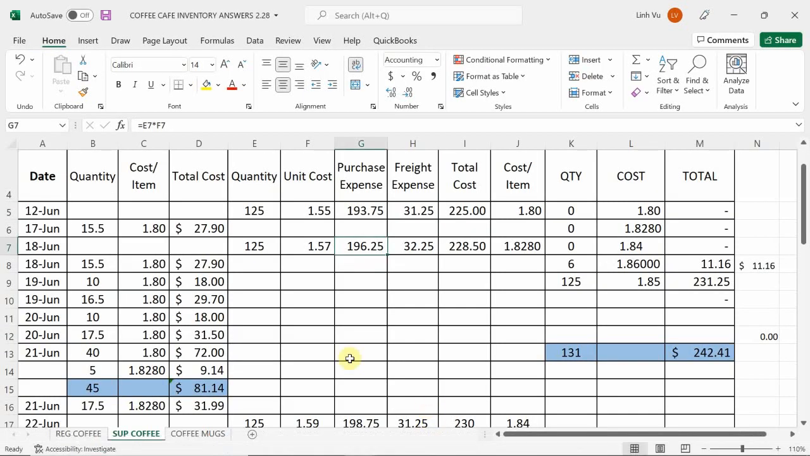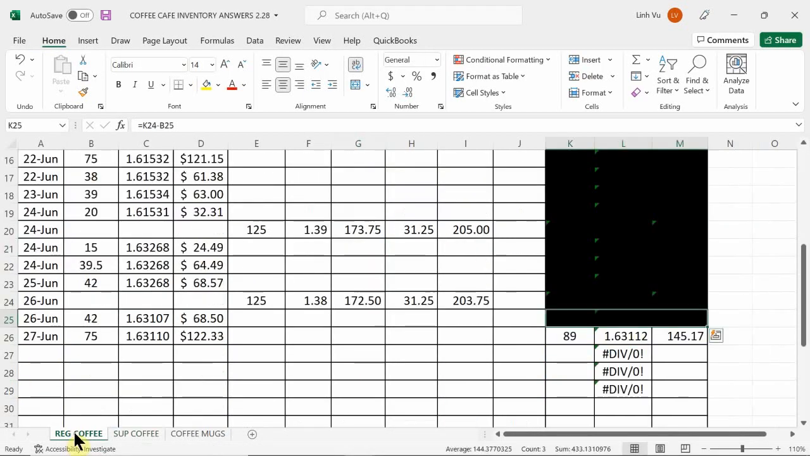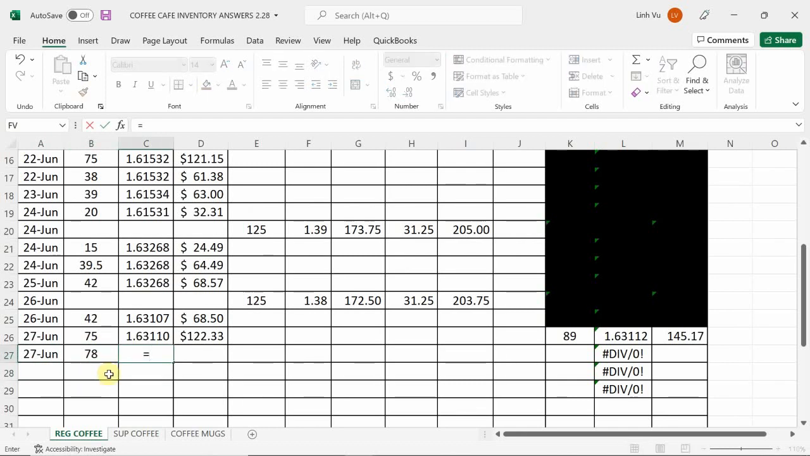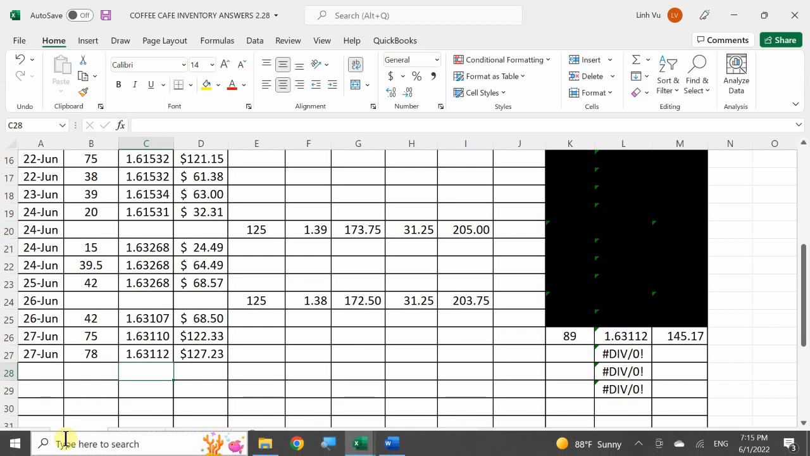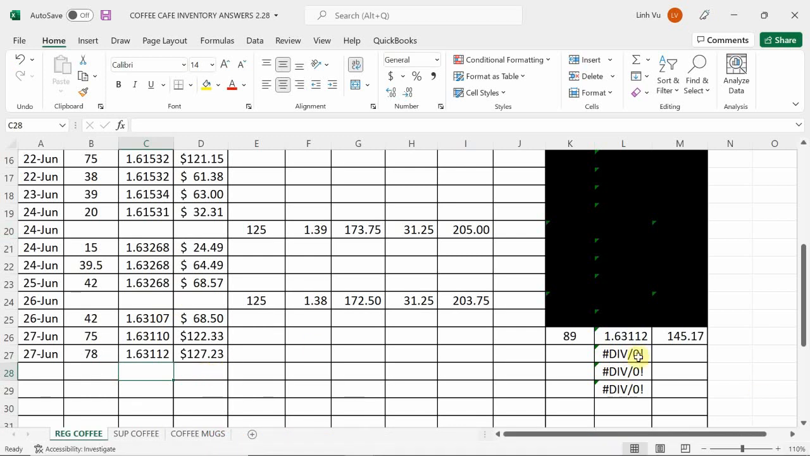So let's go ahead and update my inventory. So, wow. In this case, we only have 89 pounds left and we just sold 78 pounds. Okay. So 27, right? We sold 78 pounds of the regular coffee at $1.63.11.2, okay? Which is going to give me a grand total of $127.23. So it cost me a lot because we sold a lot, okay?